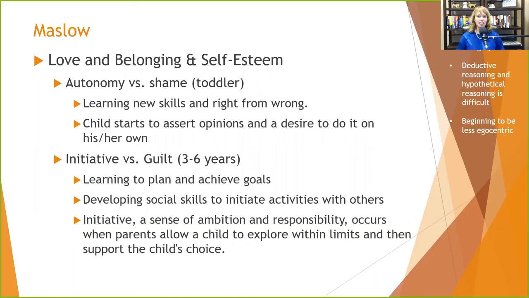At 3 to 6 years, children were developing this sense of self-esteem and competence and ability to be lovable as they started planning and achieving goals and developing social skills, playing nice with others on the playground and having others want to play with them. This helped them develop a sense of initiative and a sense of ambition as they started to explore their environment, and things started to go pretty good.